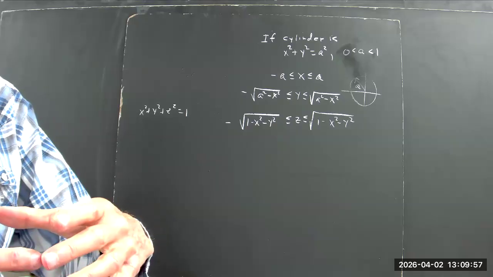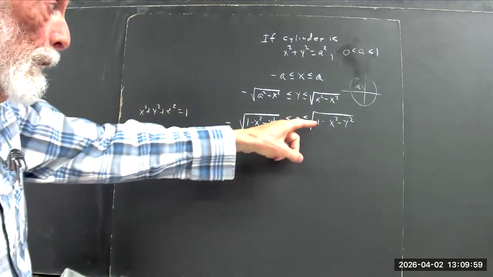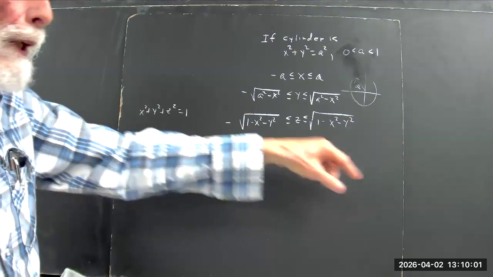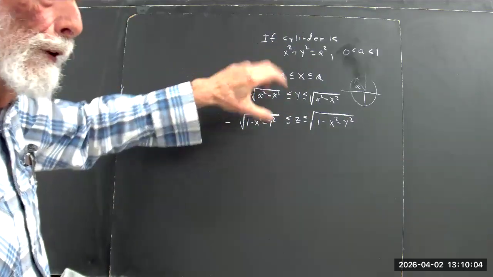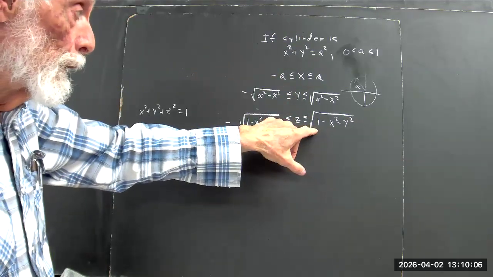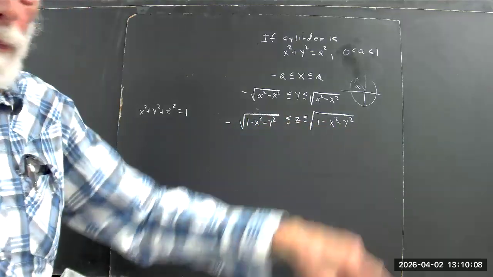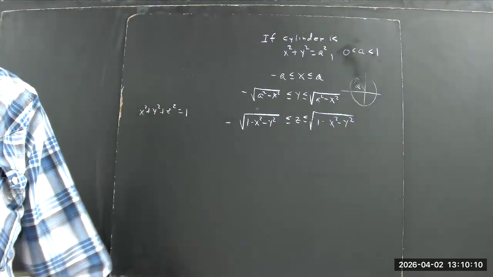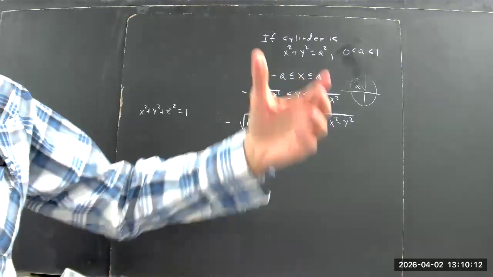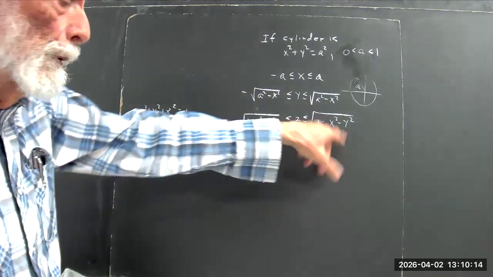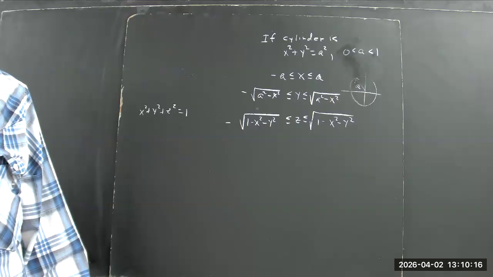If you're inside that circle of radius A, you're still going to go up to, at a point x, y inside the circle, the square root of 1 minus x squared minus y squared. And if it was a bigger sphere, radius big R or something like that, it'd be the square root of big R squared minus x squared minus y squared.